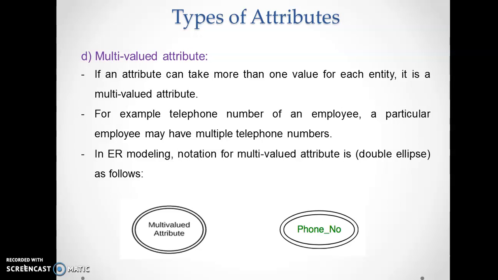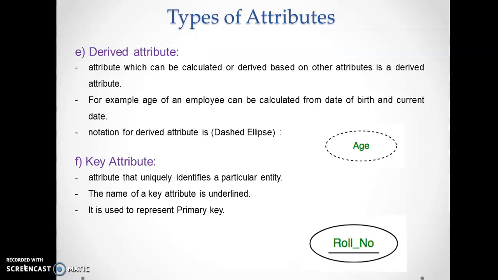Then the next attribute is multi-valued attribute. Multi-valued attribute means the attribute which can have multiple values. For example, phone number can have multiple values. So it is multi-valued. The notation for multi-valued attribute is a double ellipse, and the name of that attribute will be written into that ellipse.